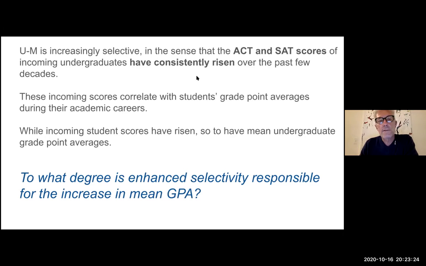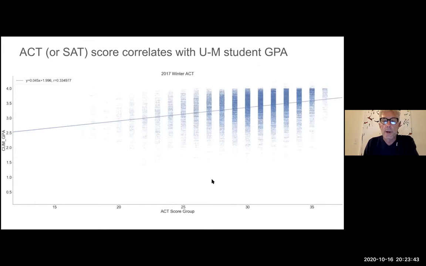So how much of the rise in grades is due to the fact that the students are better versus the faculty maybe making things easier, or something else that the faculty are doing? That's what we're trying to get at, to understand to what degree has the enhanced selectivity caused rising grades. And the way we're going to go about this is with some statistical games.